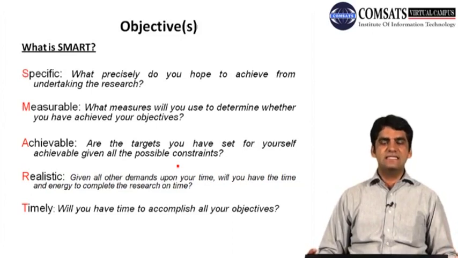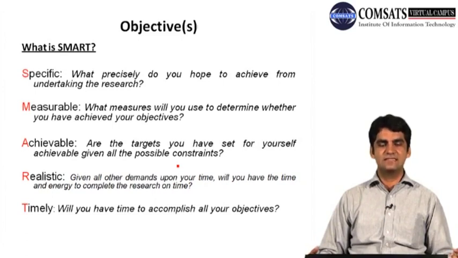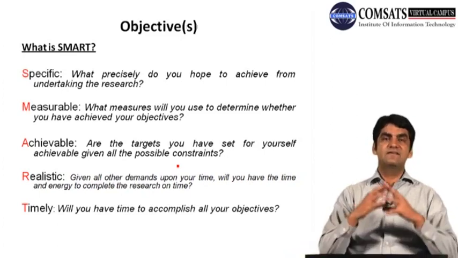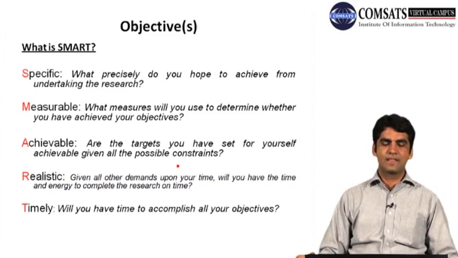Specific means what precisely as a researcher you hope to achieve from undertaking the research. What do you want to specifically or precisely achieve? Measurable: what measures will you use to determine whether you have achieved your objectives or not? Achievable: are the targets you have set for yourself achievable given all the possible constraints? Realistic: given all other demands upon your time, will you have the time and energy to complete the research on time? Timely: will you have time to accomplish all your objectives?